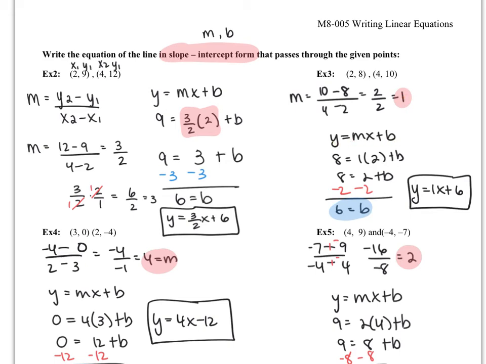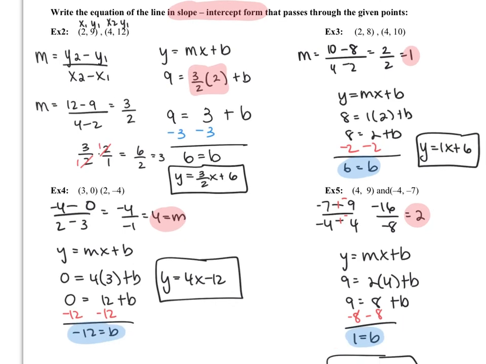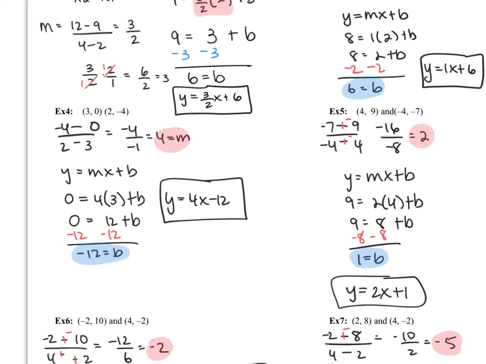Then I wrote my formula, y equals mx plus b. I used 8 for y and 2 for x, and my slope was 1. That was my only choice for my slope, plus b. 2 times 1 was 2, and then subtracting 2 from both sides gets me a y-intercept of 6, for a final answer of y equals 1x plus 6. If you have just y equals x plus 6, that's fine as well. But don't forget to actually complete the equation after you found the b value.